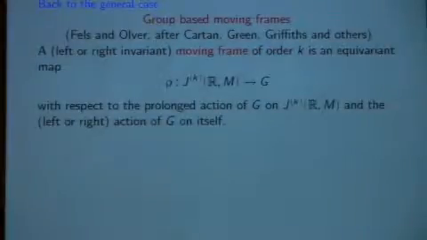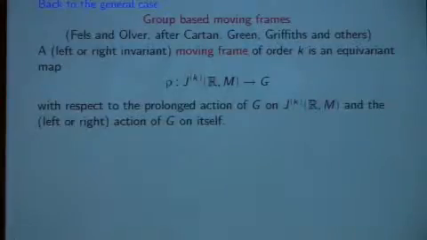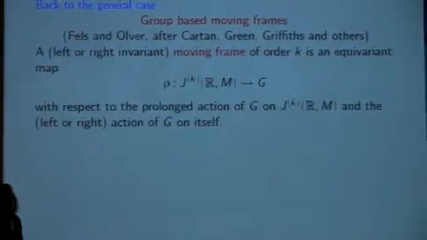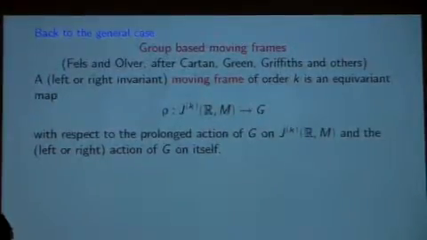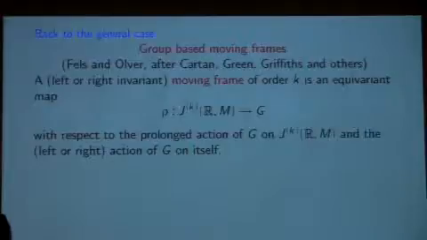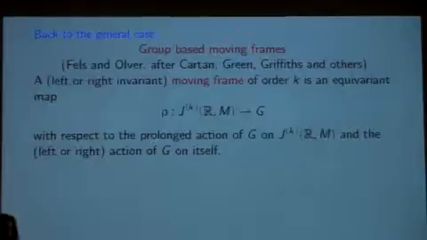OK, so let's go back to the general case, not the spinor case, just the general case. Because of how I approach this problem, I had to explain to you what a group moving frame is. At first, when you see this definition, you think it's really weird, but it's something you all know and knew for a long time. So the definition of a group-based moving frame is due to Fels and Olver, but it appears already in the work of Cartan and Green and Griffiths. The definition says it is a map from the jet space of the manifold to the group that is equivariant with respect to the prolonged action of the group on the jet space and the right or left action of G on itself, which sounds really weird and bizarre, but what it's telling you is this.